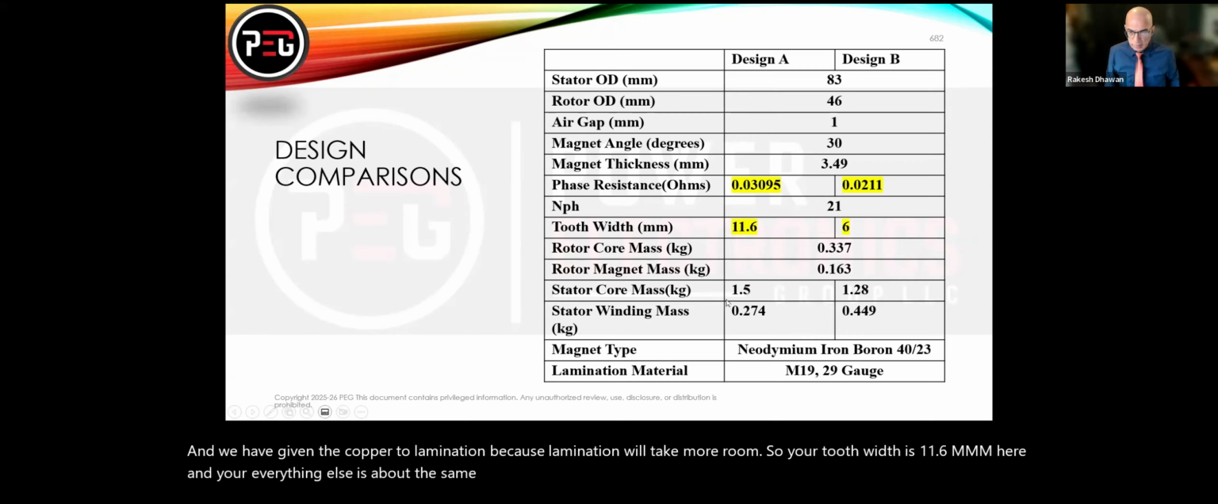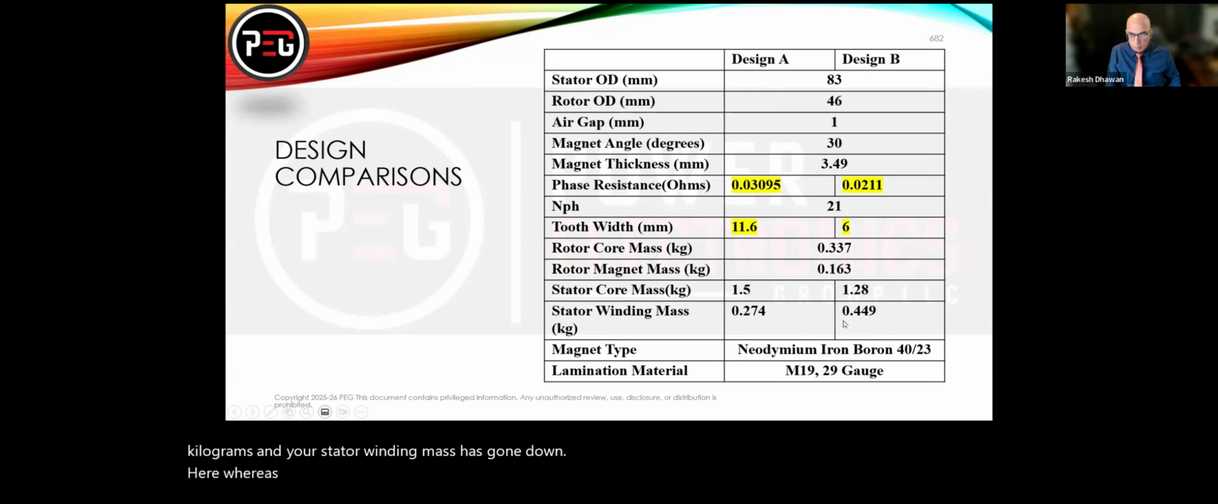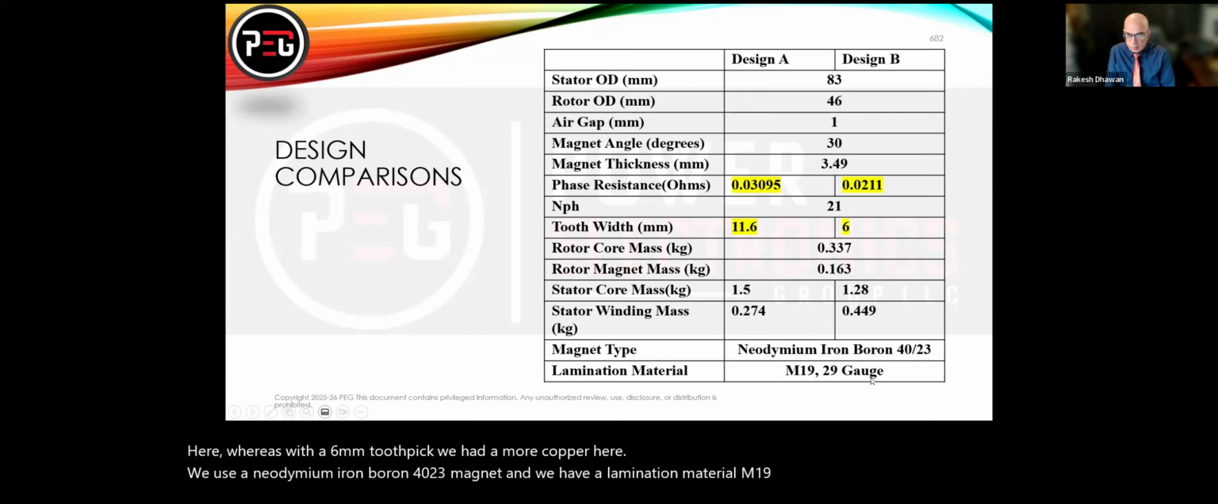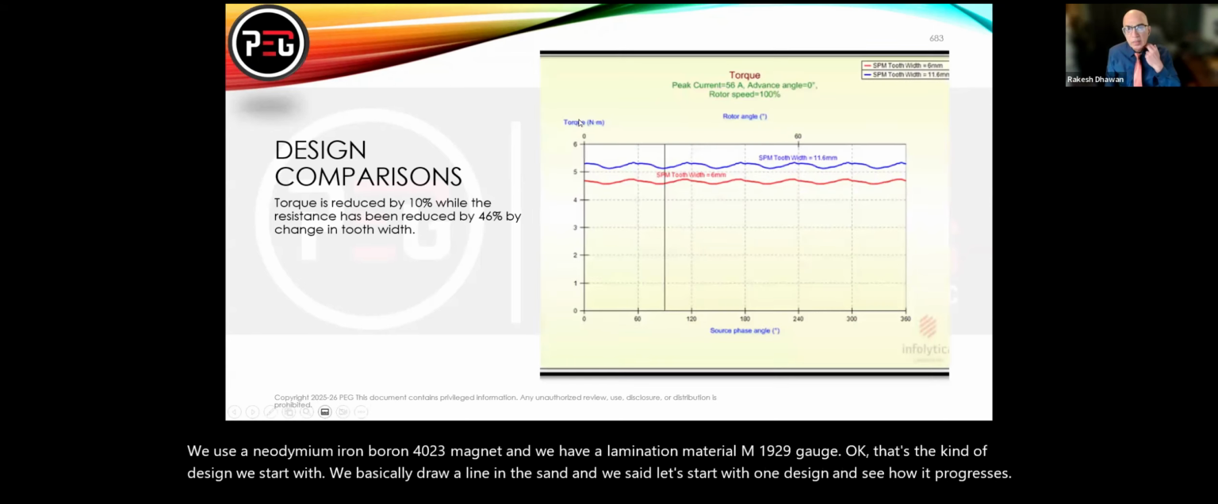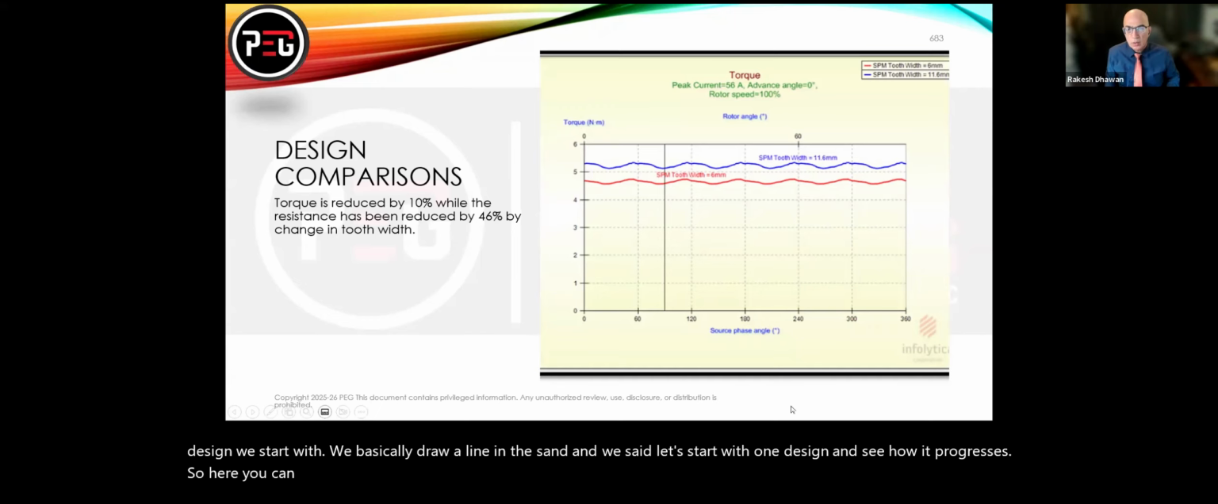For your stator core, obviously, you increase your lamination by approximately 0.25 kilograms, and your stator winding mass has gone down, whereas with a 6 millimeter tooth width you had more copper. We use a neodymium iron boron 4023 magnet, and a lamination material of N19. That's the kind of design we start with. We basically draw a line in the sand and say, let's start with one design and see how it progresses.